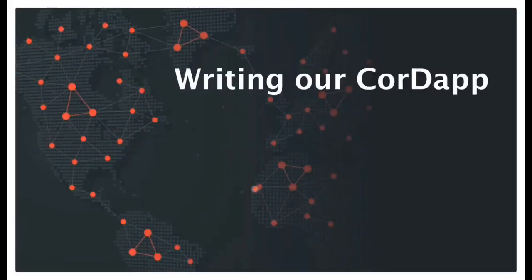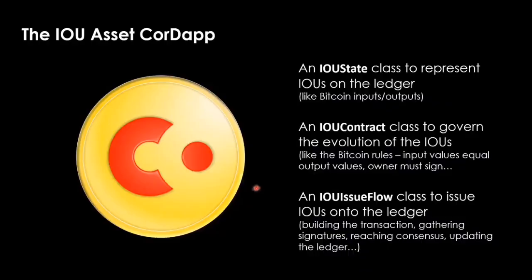Let's discuss writing our Corda distributed application, or CorDapp. So we're going to write a CorDapp for an IOU asset. And this is a good asset because it's obviously an asset of value. It can be traded between companies or individuals, and we don't think about them a lot.